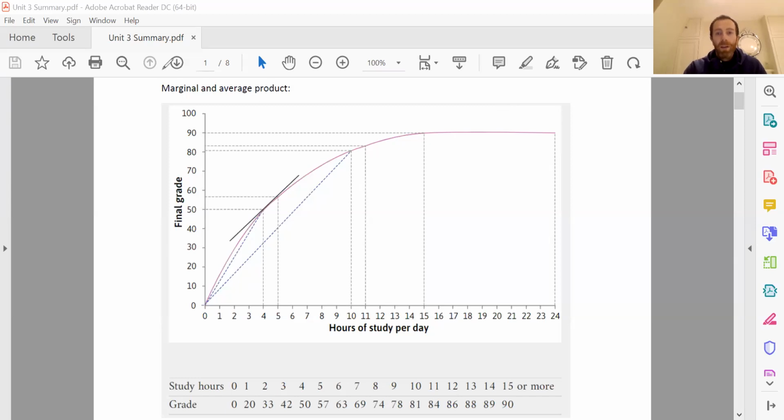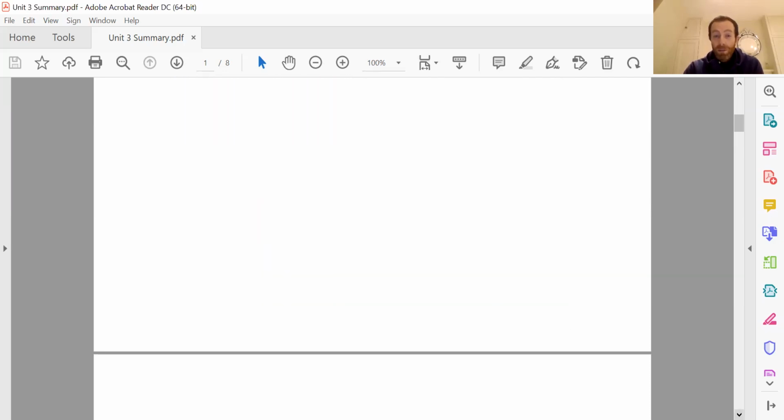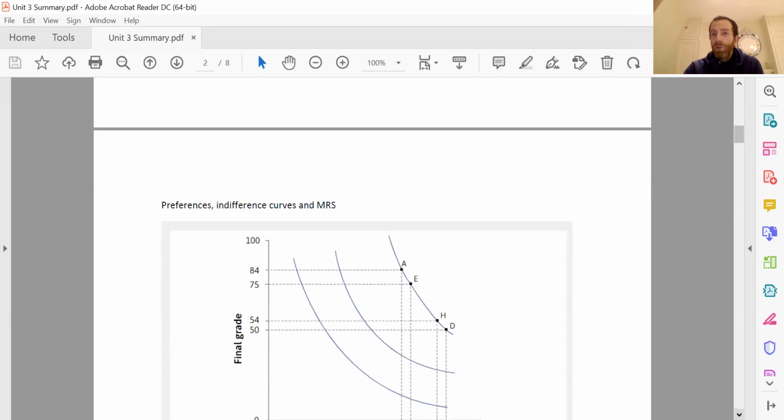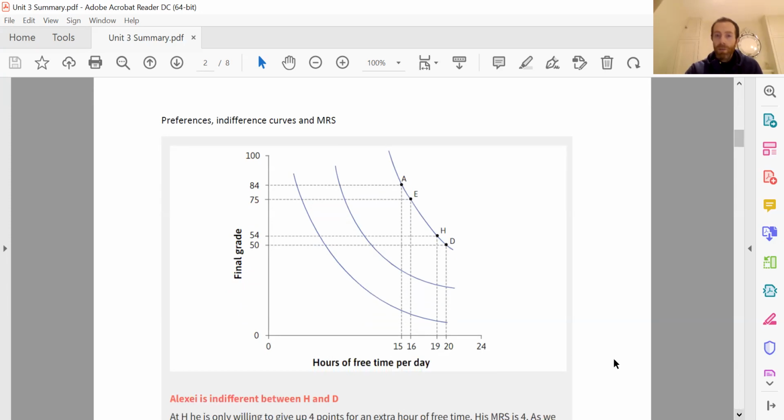But the thing I want to move to next is thinking about a person's preferences, because for a person to make a choice, we need to know what they like. How do they rate different combinations of inputs, different combinations of goods? And in this case, we're going to think along the same lines, where we've got this person who's studying for an exam.